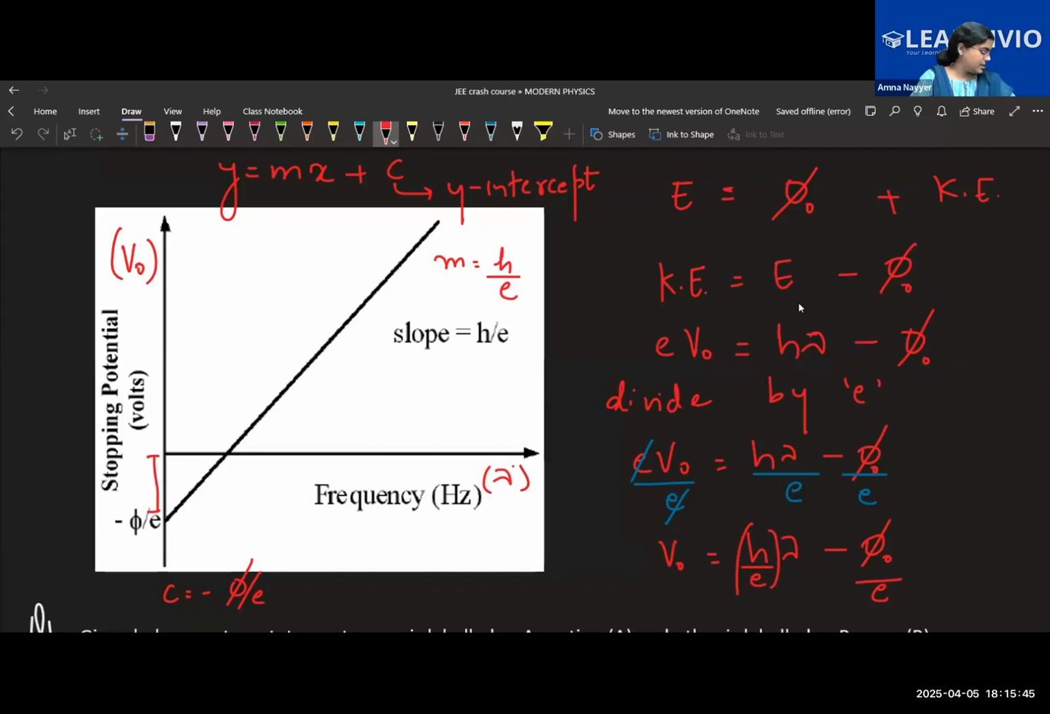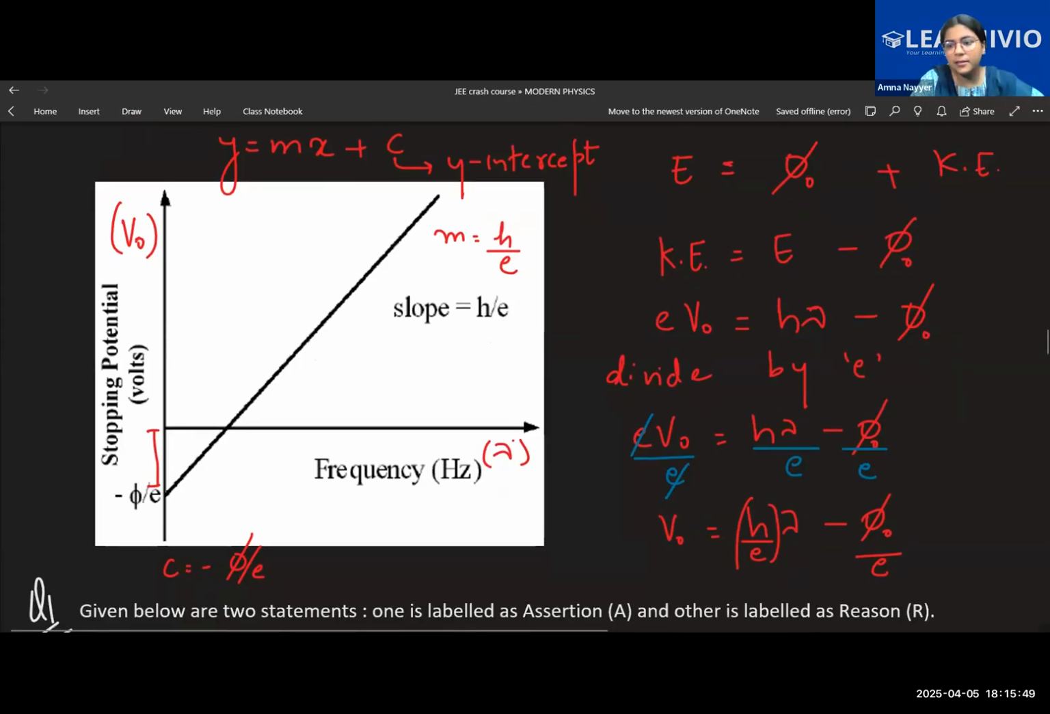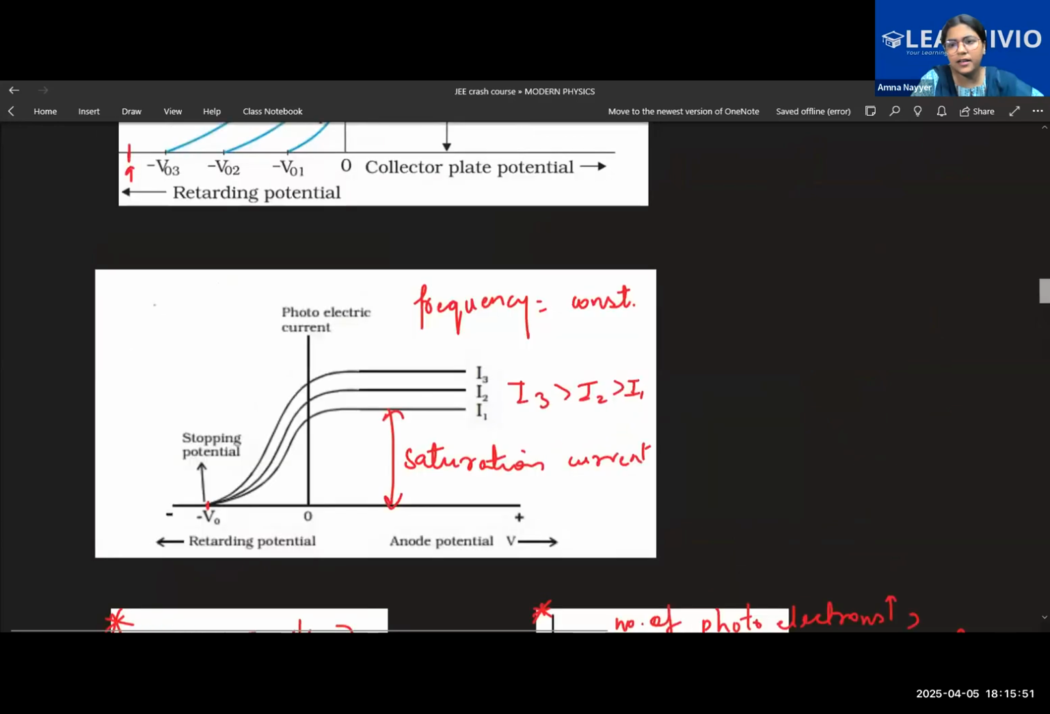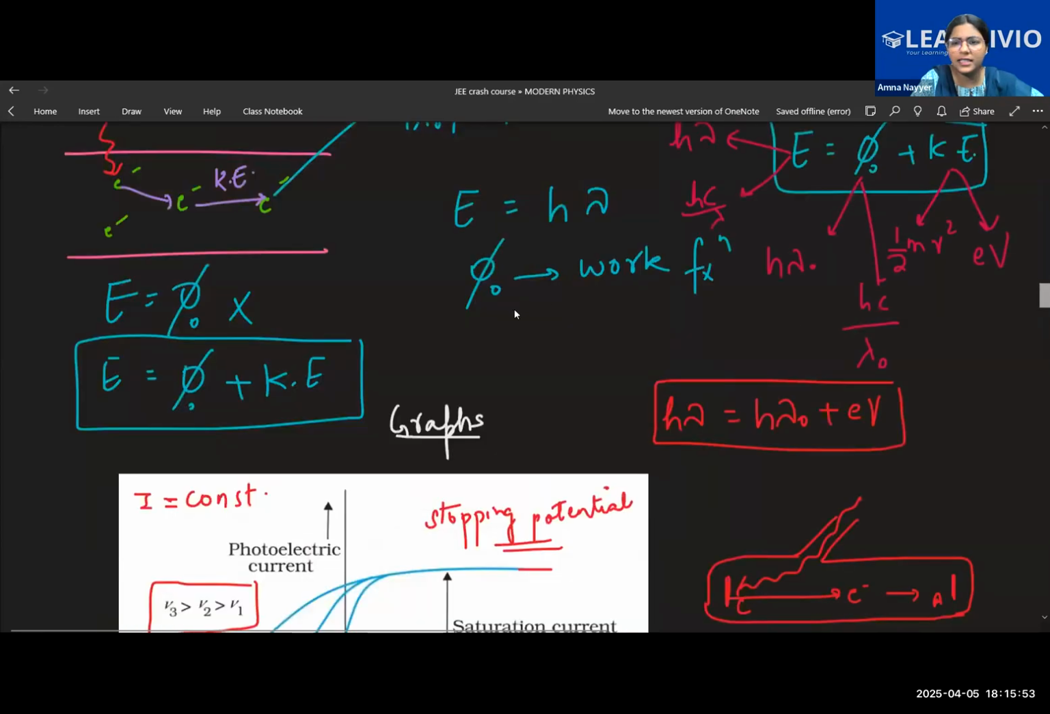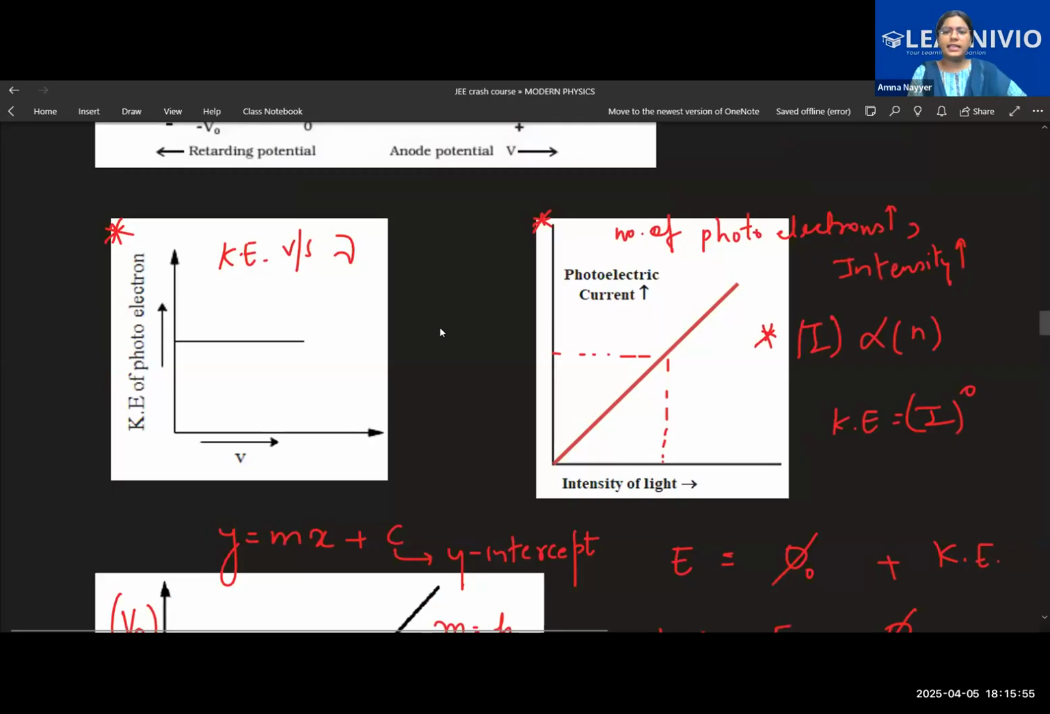Yes, ma'am. Okay, class, just write down this part. No need to write the rest of the things. Just make these two also because we'll be seeing them. Then I'll start with the questions of modern physics.